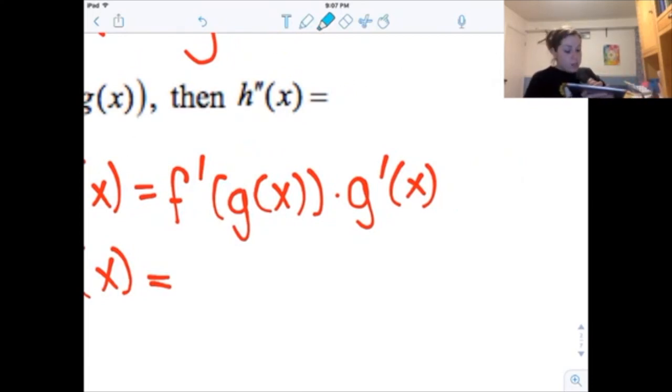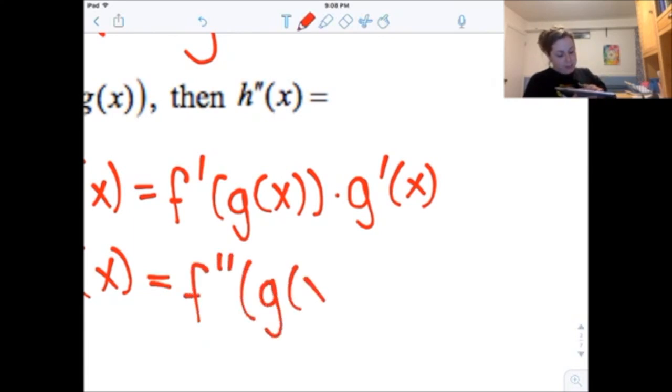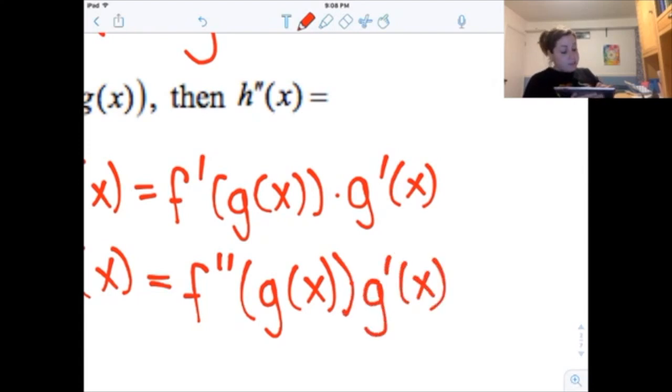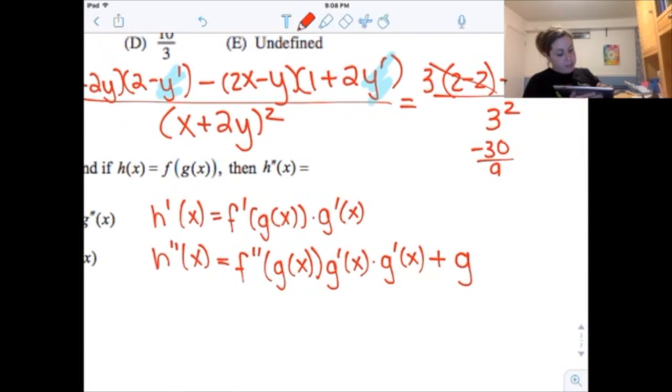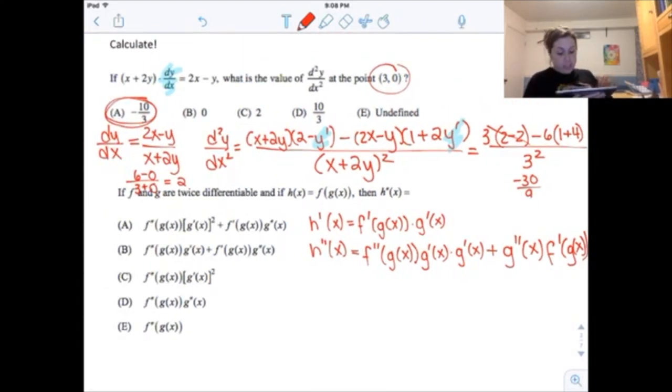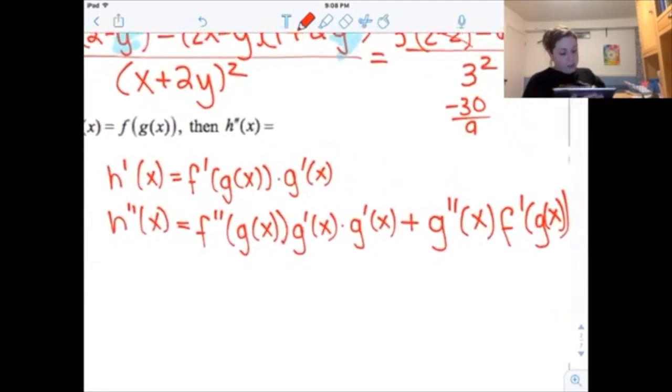So I'm going to do derivative of the first times the second plus derivative of the second times the first. So derivative of the first is going to be f double prime of g times g prime. That's derivative of the first, times the second, which is g prime, plus derivative of the second, which is g double prime, times the first, which is f prime of g. And then we just need to simplify this.